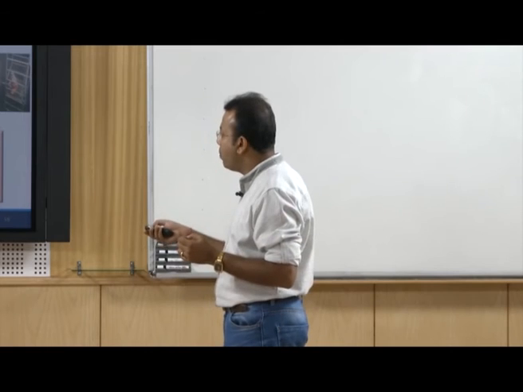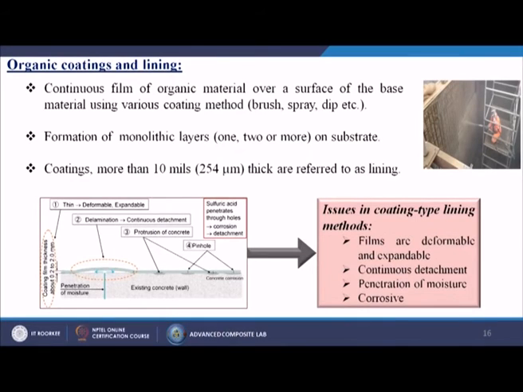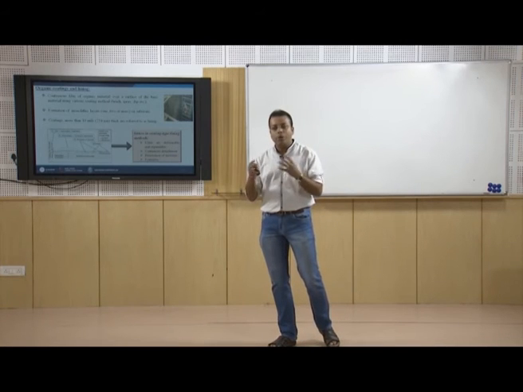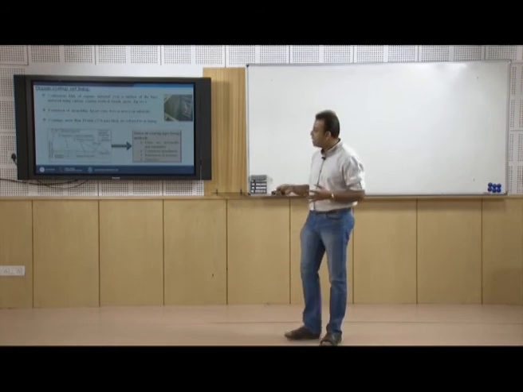So, these all are the problems, and what are those? Films are deformable and expandable, continuous detachment, penetration of moisture or some kind of corrosiveness. So, by doing the organic coatings or using some organic materials like paints or in some other means, we can do the coatings onto your material surface.